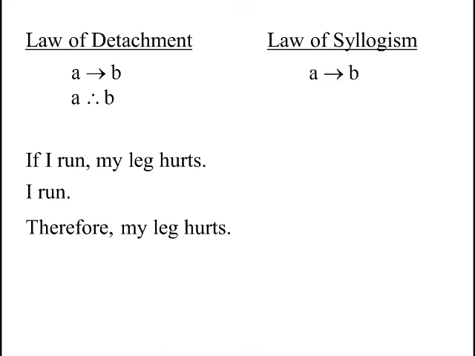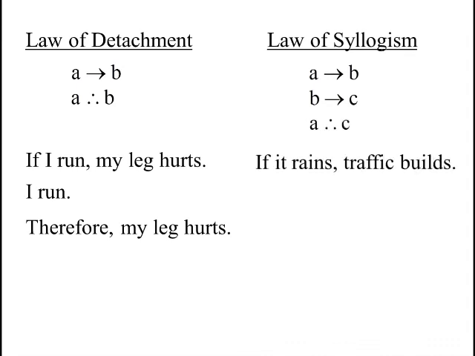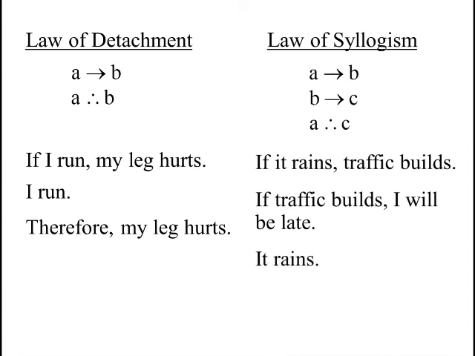Syllogism is a little more complicated. A implies B, B implies C, A, therefore C. So, if it rains, traffic builds. If traffic builds, I will be late. It rains. Therefore, I will be late. There's an extra step there in syllogism.